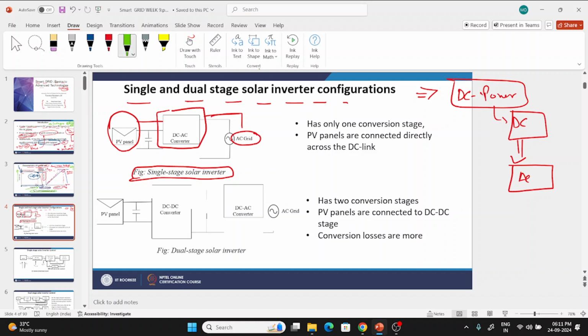Here we can say that there is only one conversion stage. You can see only one DC to AC converter, and the PV panels are directly connected across the DC link. In this, the power losses will be less compared to others, because there is only one converter, and the losses will be less.